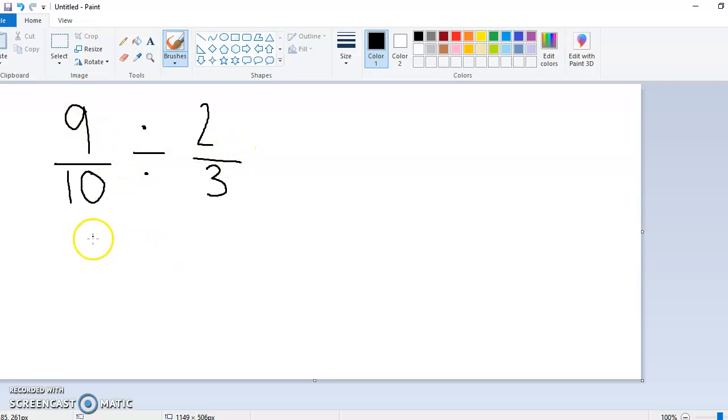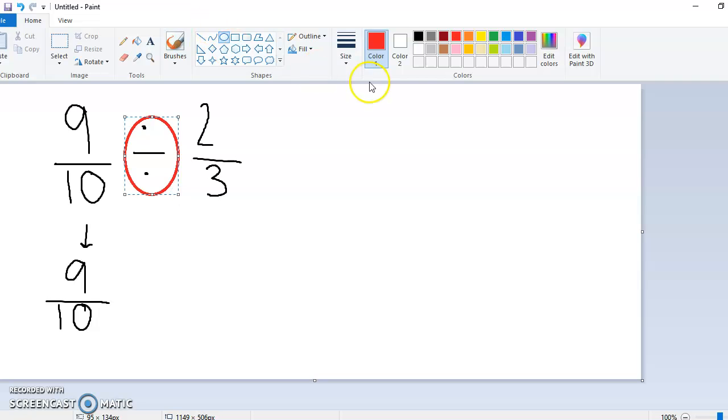Okay, so my 9/10 is still going to be 9/10 because I'm keeping it. Then here, my sign, I need to flip this division sign, and it then becomes multiplication. Then I have my 2/3, and this needs to be flipped. So all I mean by flip is you move the numerator to the denominator and the denominator to the numerator. So you just put the bottom on top and the top on bottom.